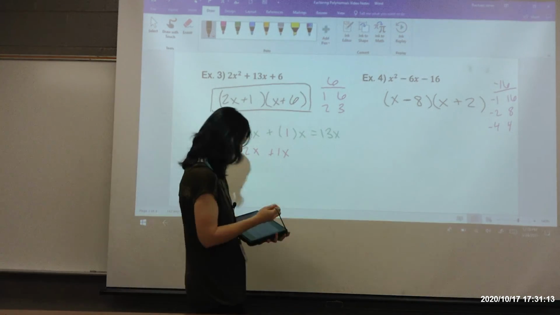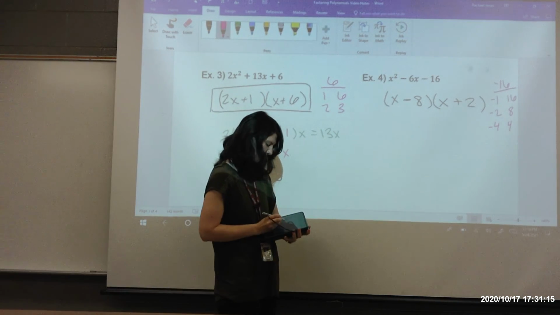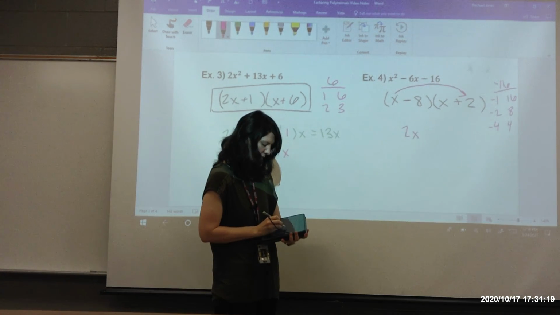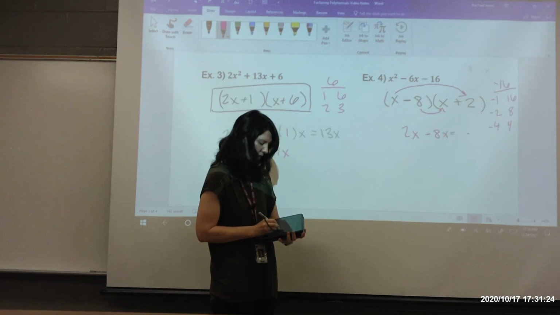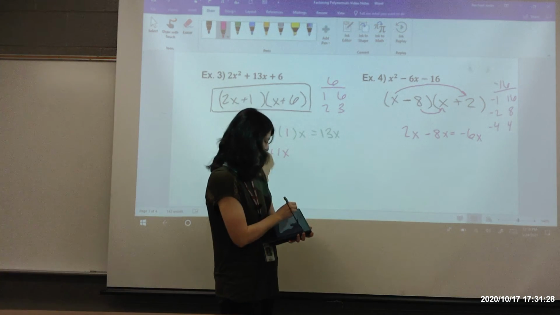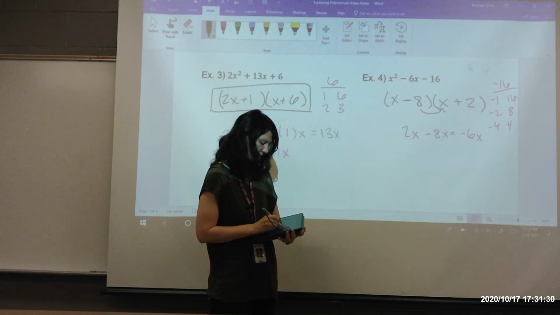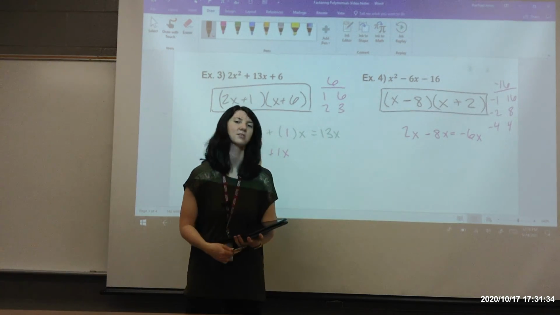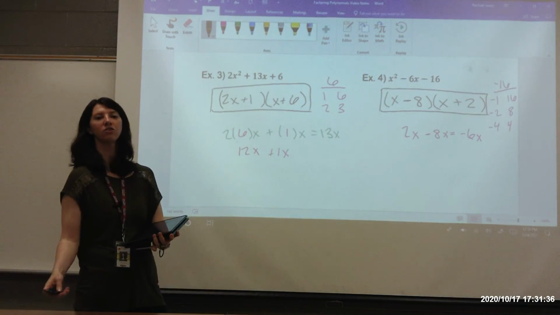And you can check that by looking at what you're multiplying. X times 2 will give me 2x. Negative 8 times x would give me negative 8x. And that would give me a negative 6x. So your final answer here is x minus 8, and x plus 2. Those are your factors of your quadratic.